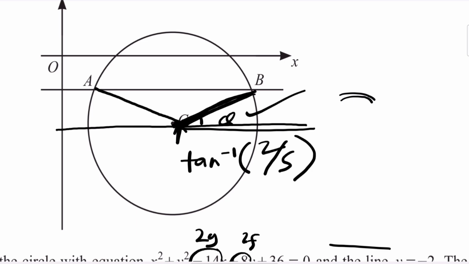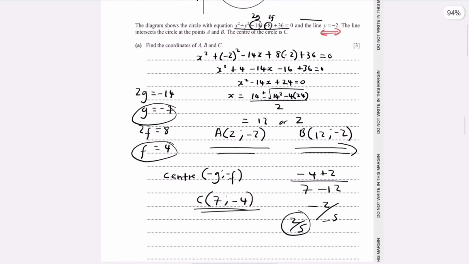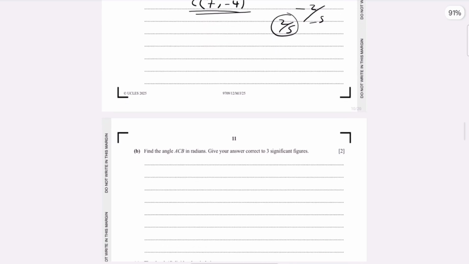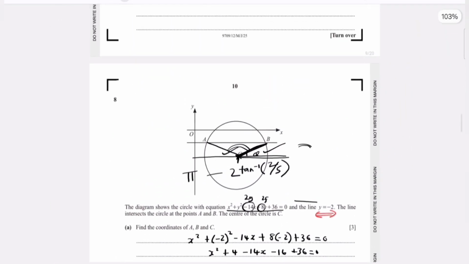But we know that this angle will be equal to this, so you multiply this by 2, then you just say 180 minus that to get this angle, right? And you get it to be 2.38 as well. Number 11, part C, is saying the chord AB divides the circle into two segments, find the area of the larger segment.